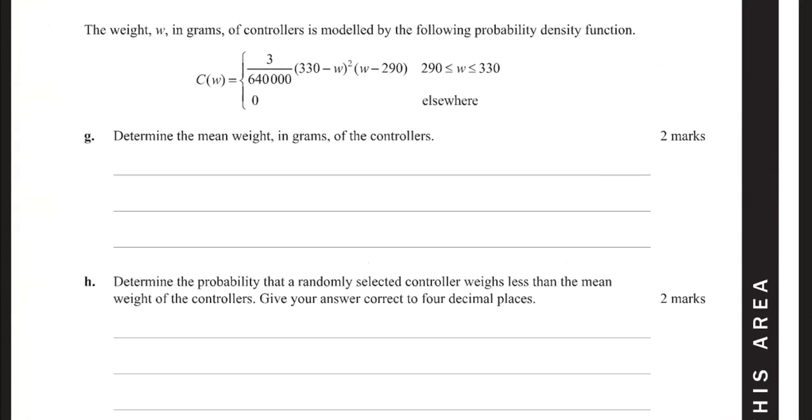Part G, the weight of controllers is modeled by the probability density function below. They want us to find the expected value in here, the mean weight. To do that, we just use the formula: if W equals the integral from 330 to 90 of W times f of W.